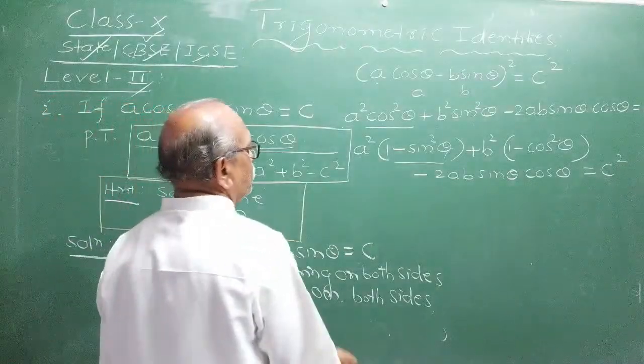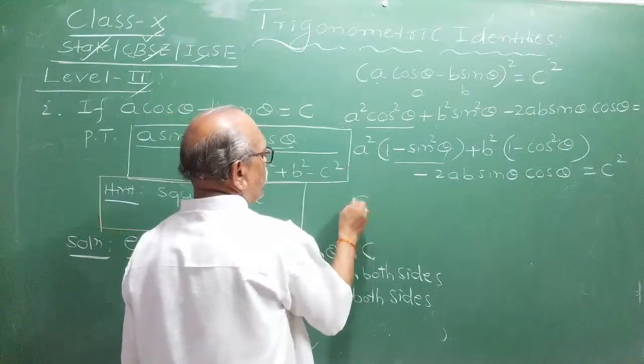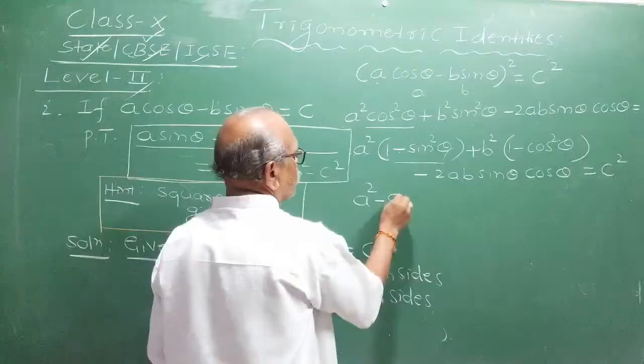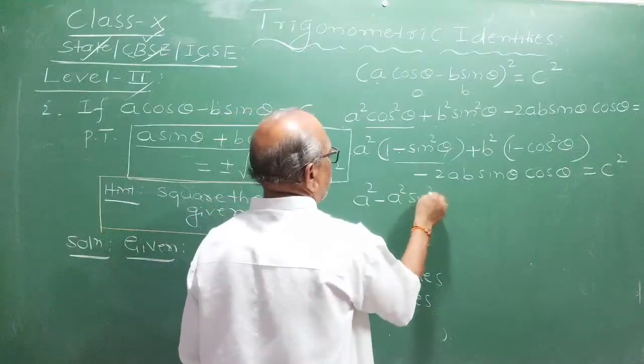You practice them. Remove the bracket. A square into 1 is A square. Plus into minus is minus A square sin square theta.